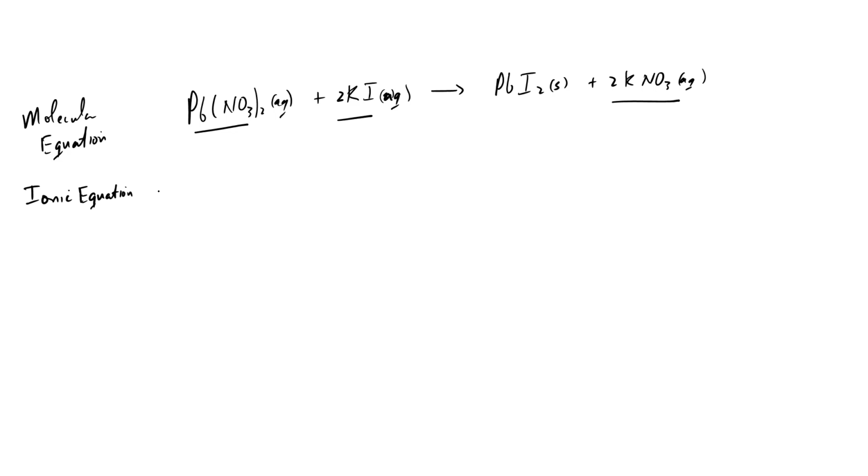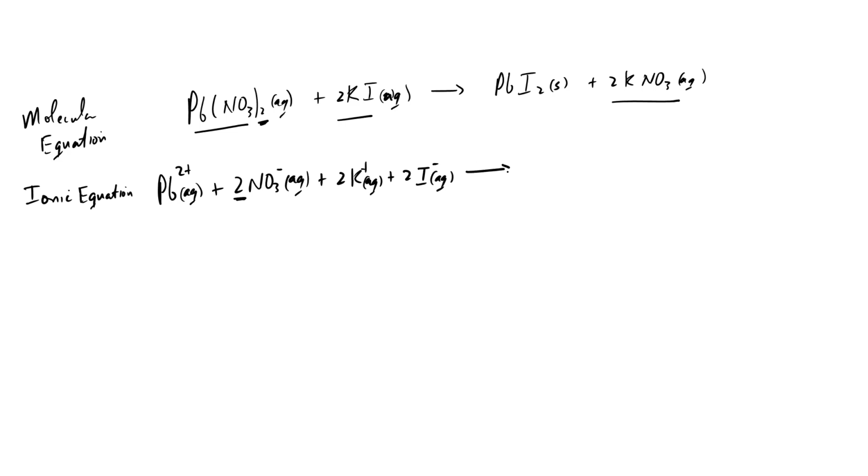So the lead 2 nitrate will dissociate to form Pb2+ aqueous plus, and then for the nitrate, 2 NO3- aqueous. And the reason why we have a 2 here is because we have a 2 here as a subscript, right? And then we have 2 potassium iodide aqueous. The potassium iodide will dissociate to form 2 K+ aqueous plus 2 I- aqueous. All right? So that takes care of things on the left side.